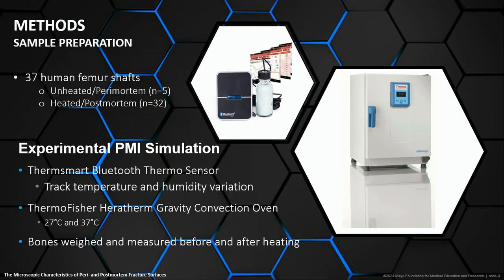26 femora were then placed in a Heratherm gravity convection oven to simulate 6 postmortem intervals from 1500 to 40,000 ADH, or 1 to 60 days. A data logger was used to monitor all of our external variables like temperature and humidity, and we weighed the bones before and after heating to estimate water loss.